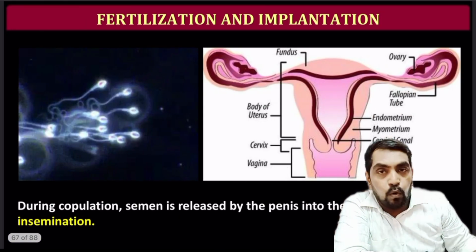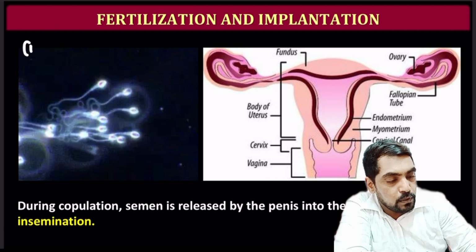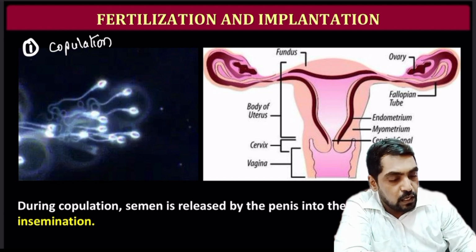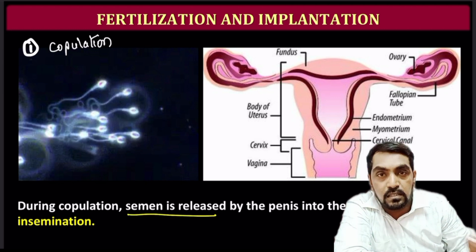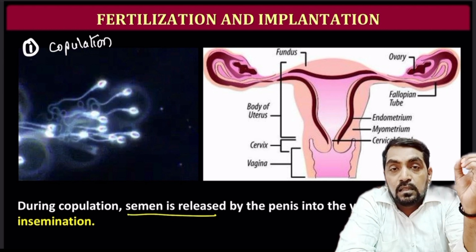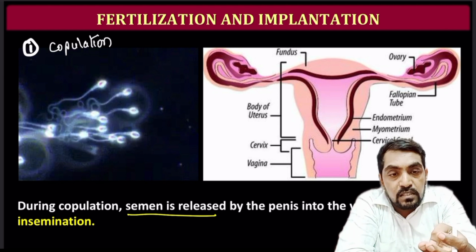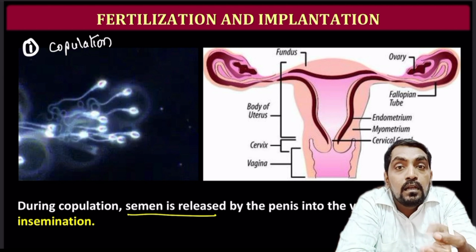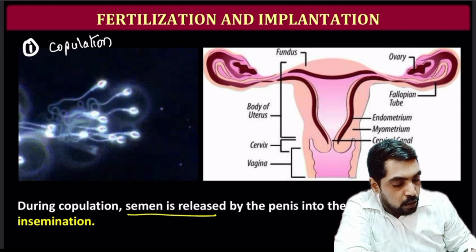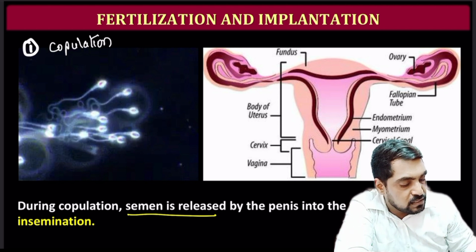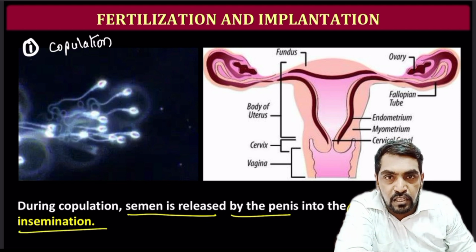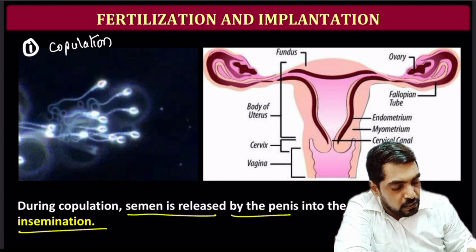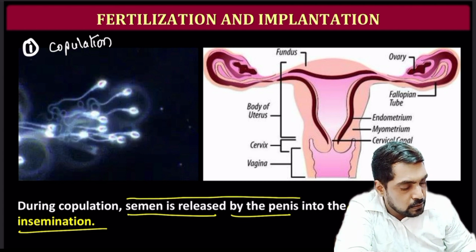Let's talk about humans. What exactly happens? The very first step is copulation. Copulation is nothing but mating. During copulation, semen, which is the sperm plus the secretion of all three glands, Cowper's gland, prostate gland and seminal vesicle or seminal fluid, is released by the penis into the vagina of the female. The process by which the semen is released is called insemination.